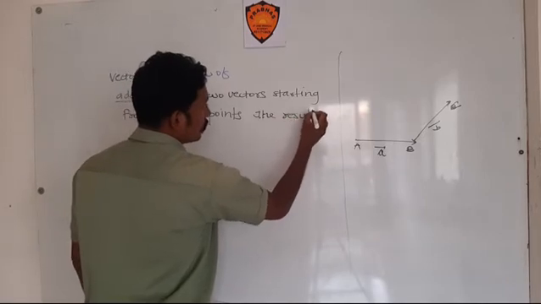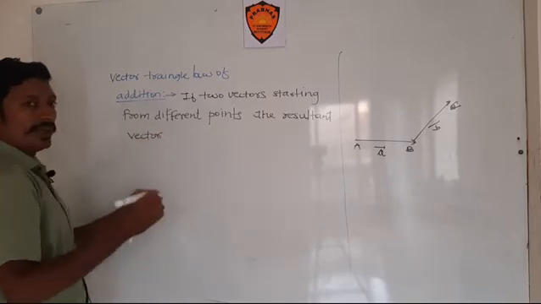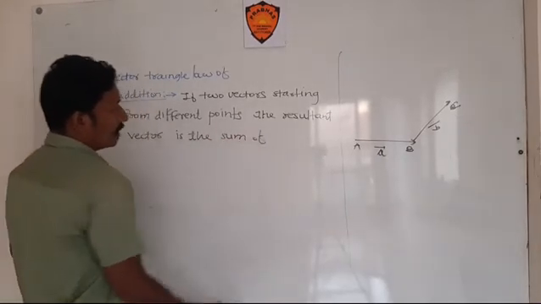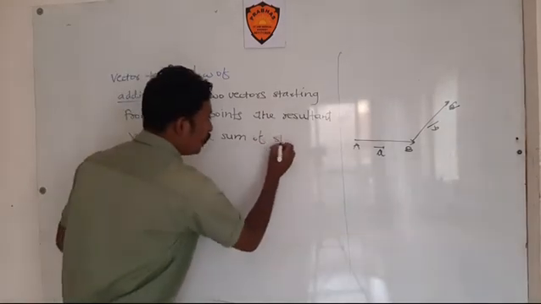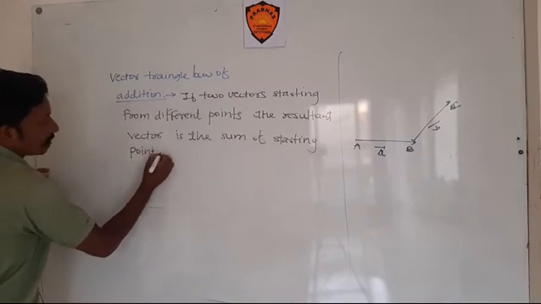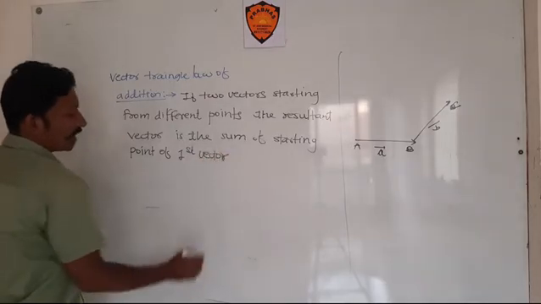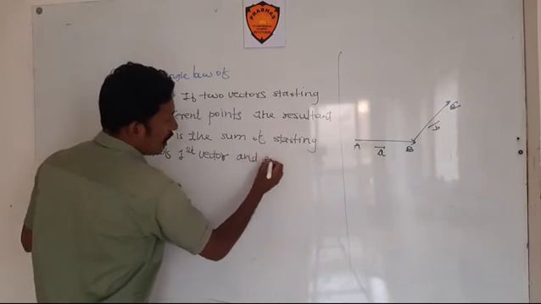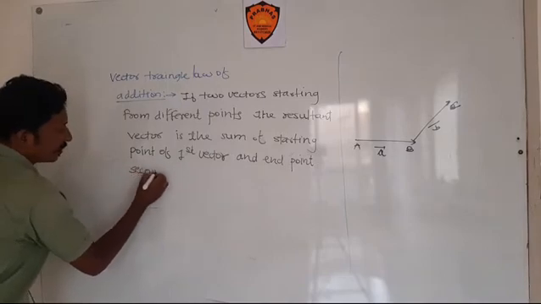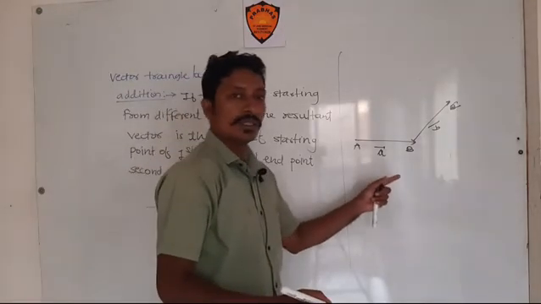resultant vector is the sum of the starting point of the first vector and the end point of the second vector. This is known as what? The vector triangle law.